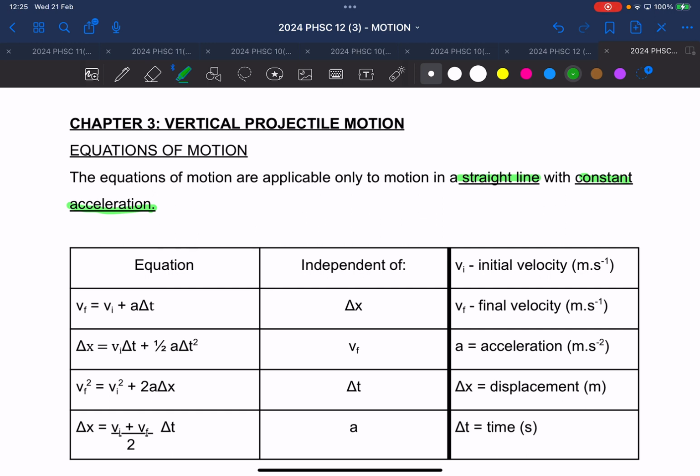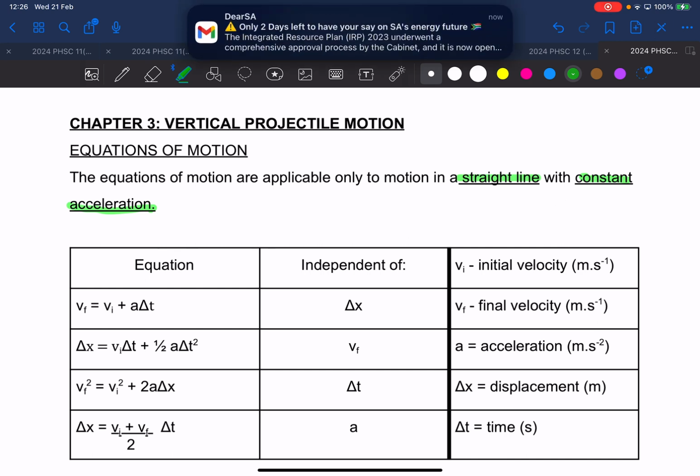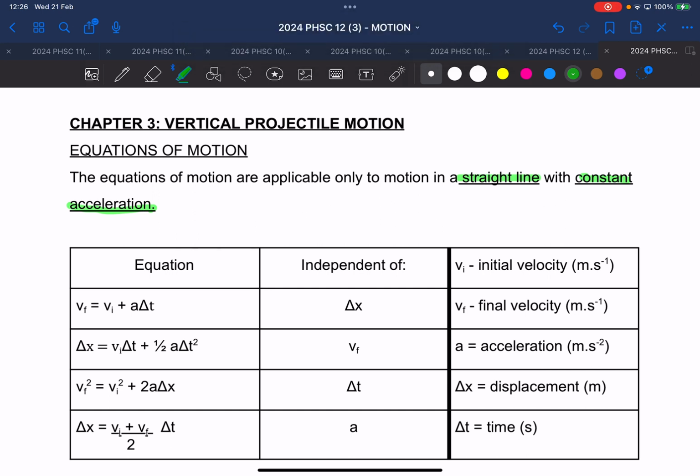Constant acceleration means it's going faster. Let's say it was stationary, then 10 meters per second, then 15 meters per second, then 20 meters per second. Not squared. Seconds. Yeah. Alright, but it's not going to speed up, slow down, speed up, slow down, speed up a bit.